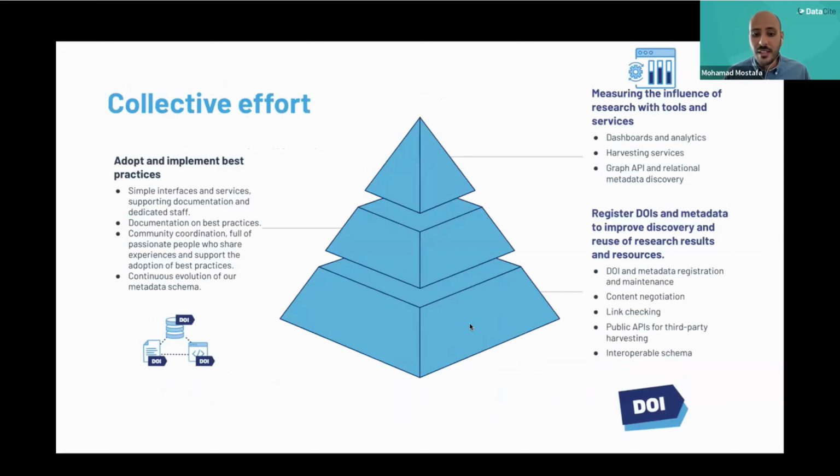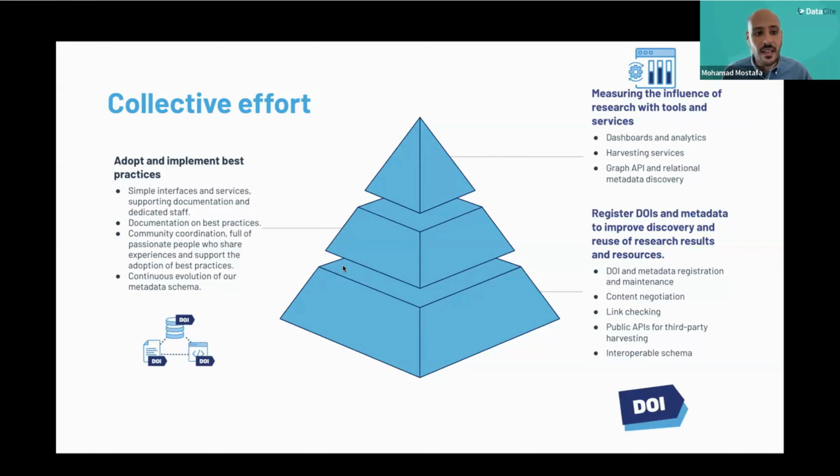As you can see at the base of our pyramid, we help our members to register DOIs and metadata so they can improve the visibility and discoverability of the different research outputs they are registering, by helping and working with them, and providing open and public APIs for third parties to harvest and collect our open metadata information.